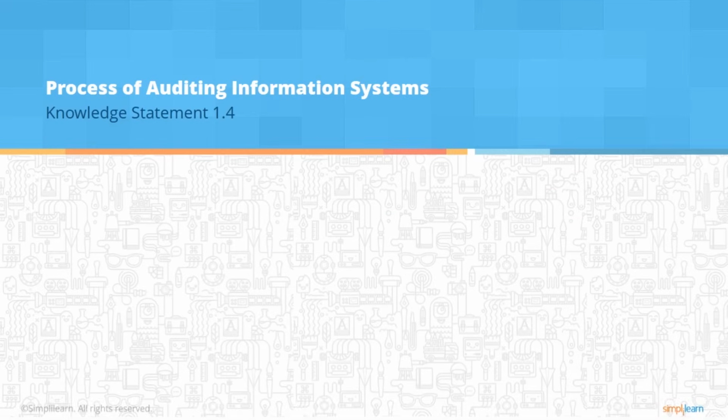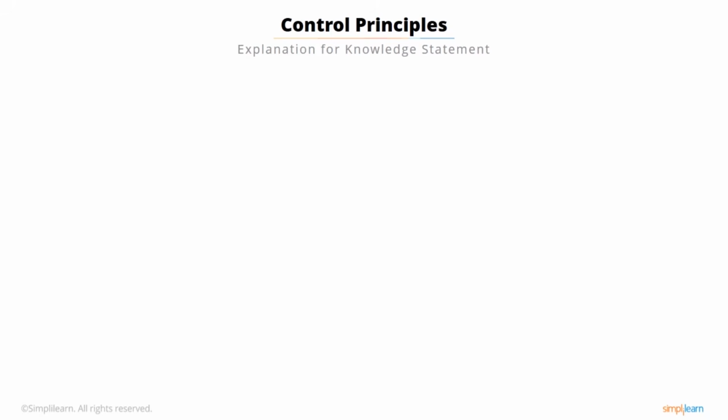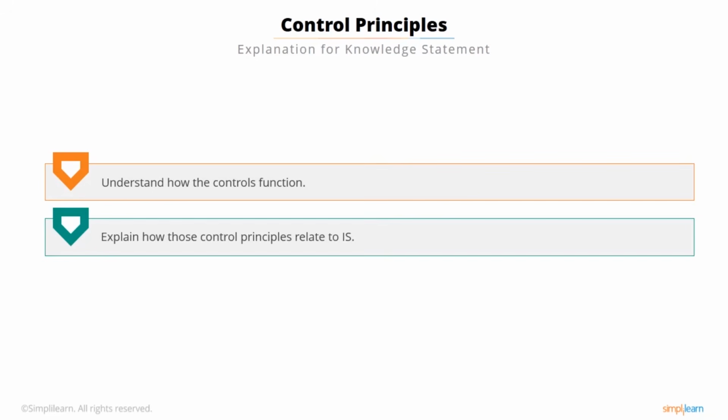CISA Knowledge Statement 1.4. Knowledge of control principles related to controls and information systems. What we're going to attempt to do under this knowledge statement is to ensure that you, the CISA candidate, understand the different types of controls and how they function, and you can explain how those control principles relate to information systems.